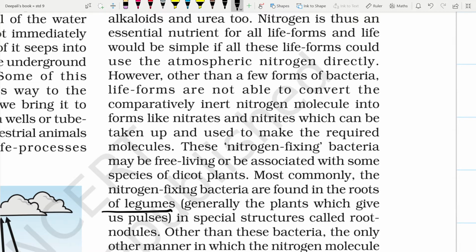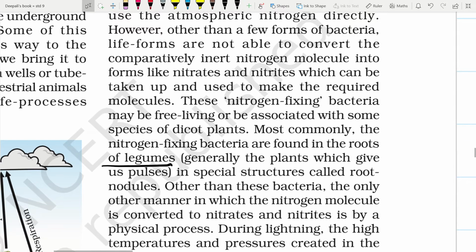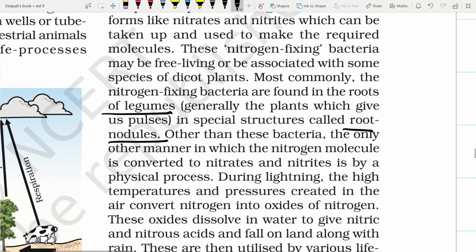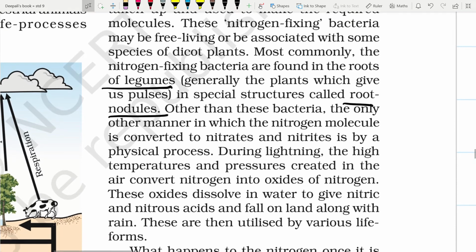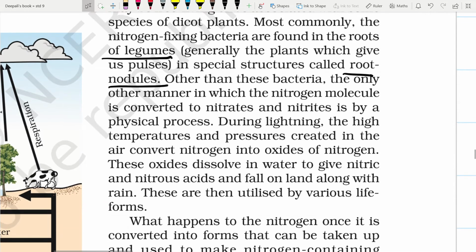Generally, the plants which give us pulses are called legumes. They have a special structure called root nodules. So these nitrogen fixing bacteria are present in the root nodules of the legumes. Other than these bacteria, the only other manner in which the nitrogen molecule is converted to nitrates and nitrites is by a physical process.